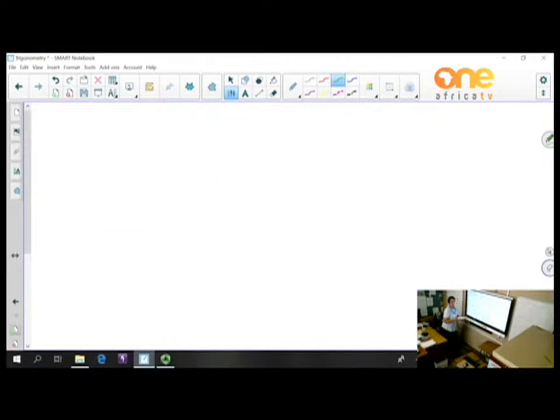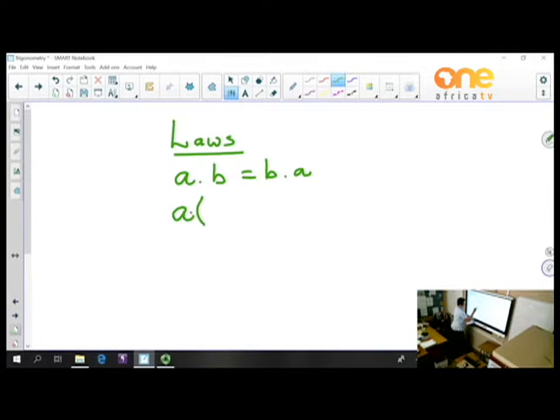I would like you now to look in your books on page 39. We're looking a little bit at the laws of the scalar product. So what we say is A dot B is the same as B dot A. This is the commutative law that we've learned already. And then A dot (B plus C), this is the distributive law. So this is A dot B plus A dot C. So you can also do it like that.